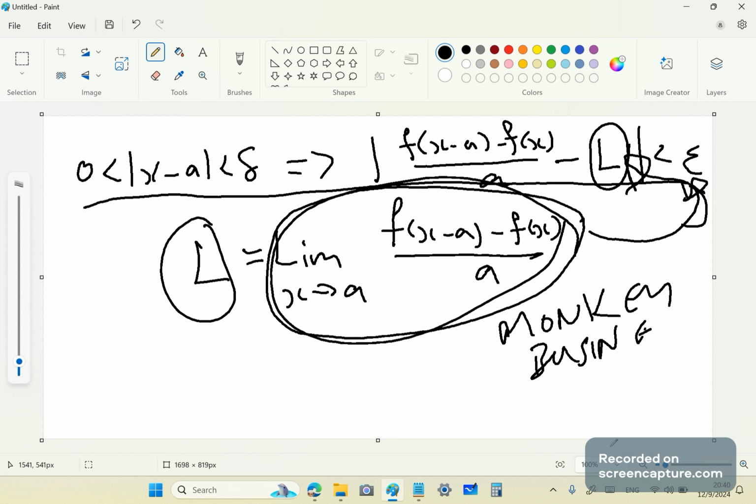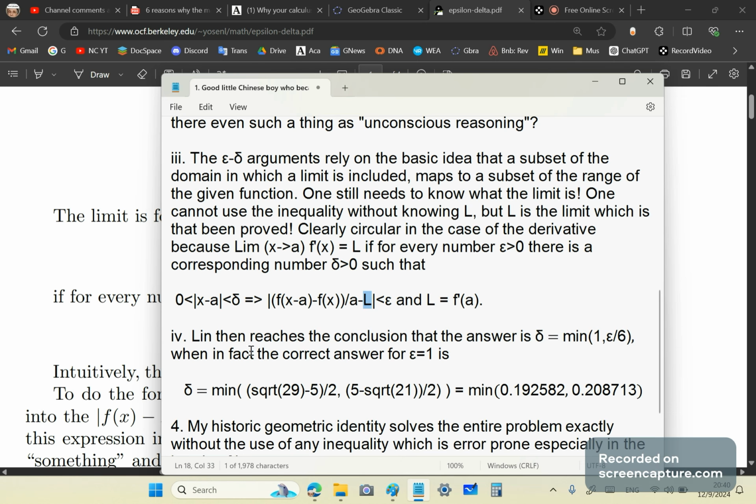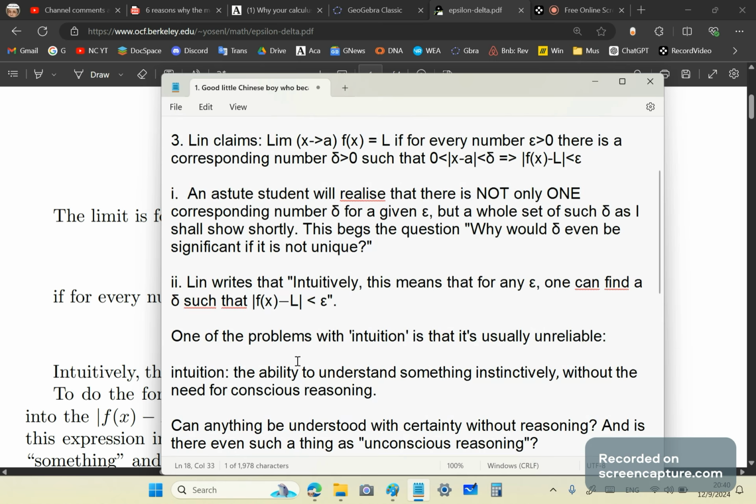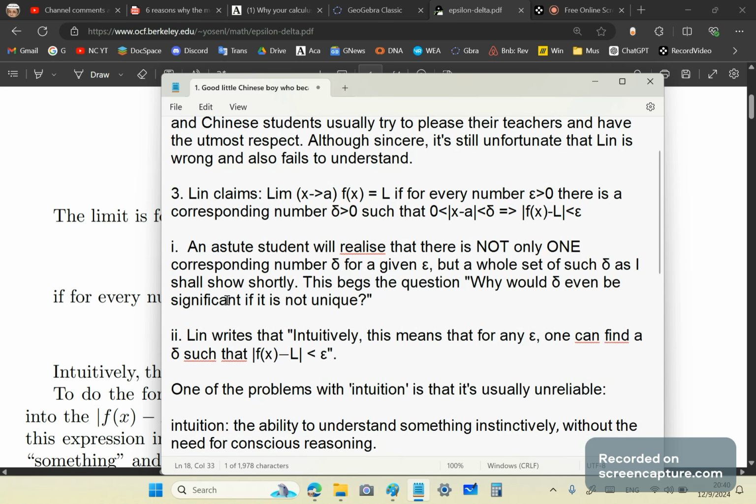Neither Cauchy nor Weierstrass understood any of these things, and your mainstream professors don't. They're pretty confused most of the time. They can't answer your questions because they don't understand. So now, what are these arguments? Let's see what Lin says.